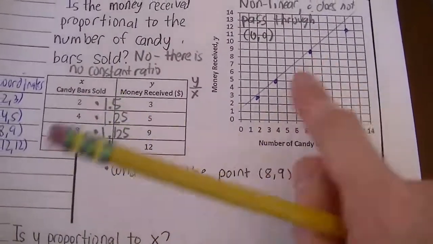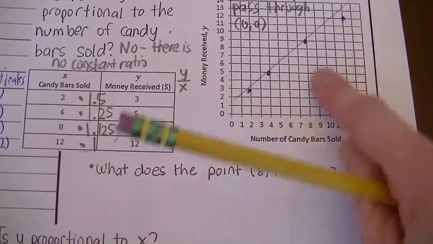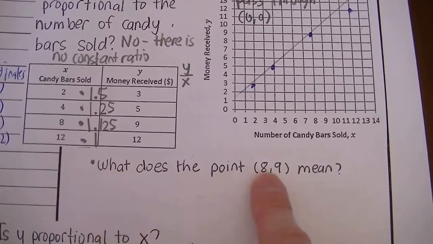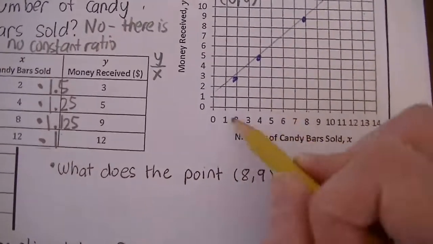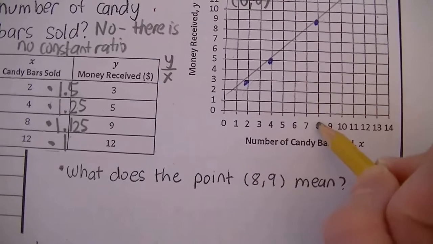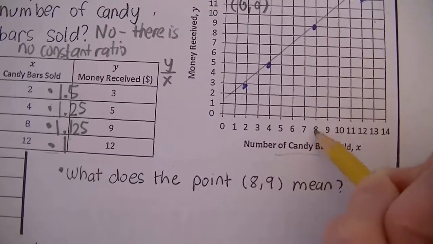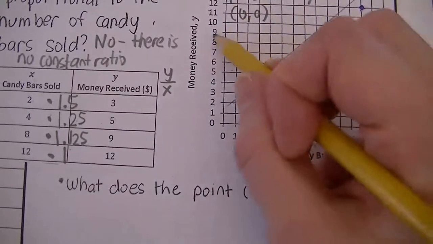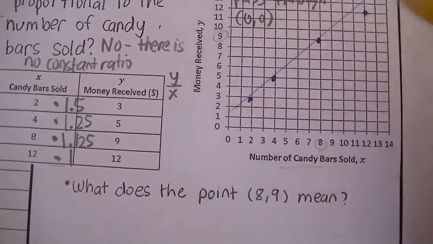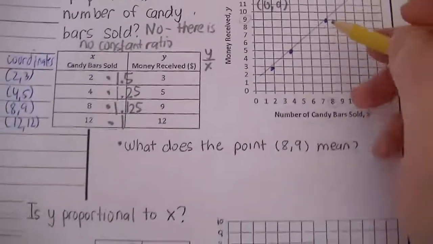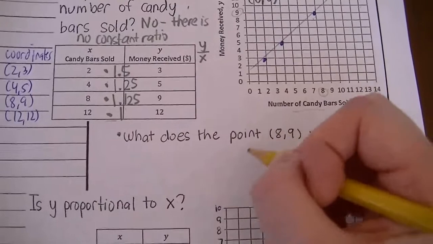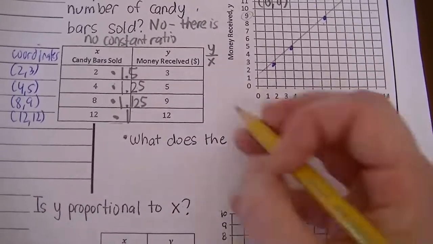We can still understand this graph, though, what it means. So it says, what does the point 8, 9 mean? So x is 8, so that means when you buy 8 candy bars, you will get $9, okay? Or you could say $9 was received for 8 candy bars.